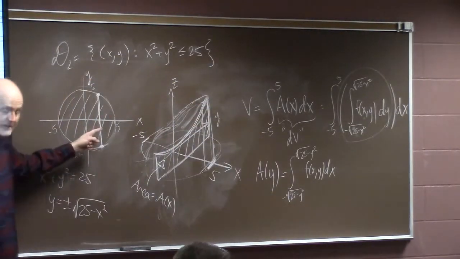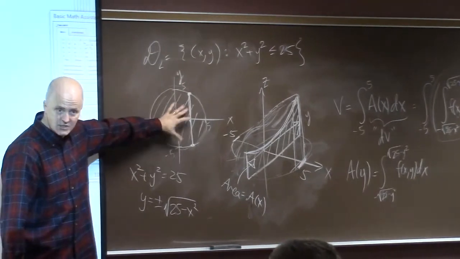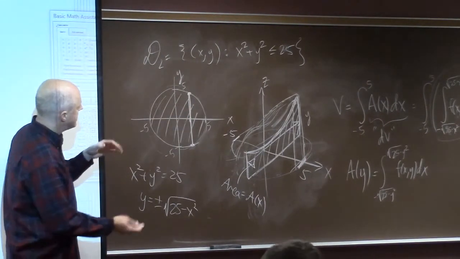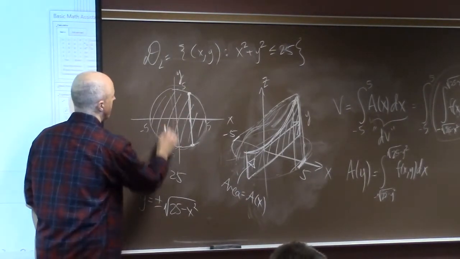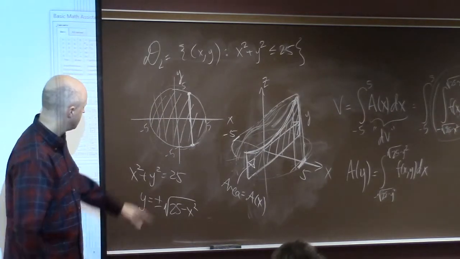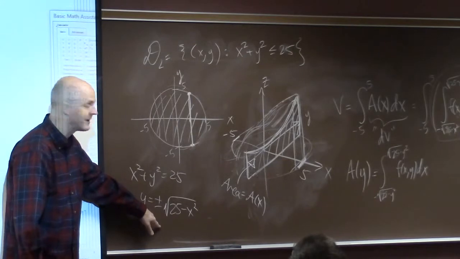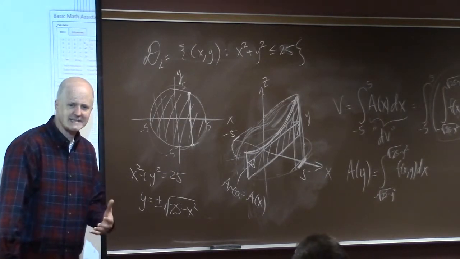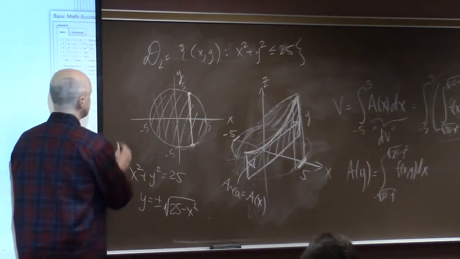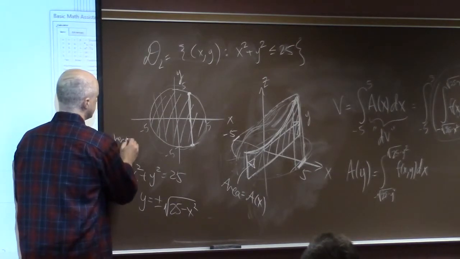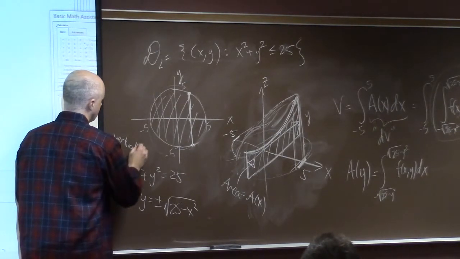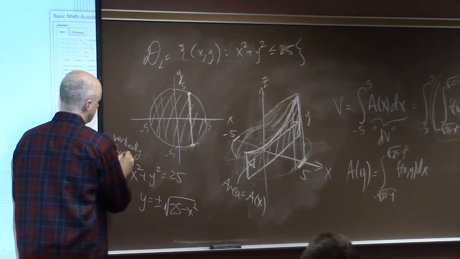When you think of this disk as being essentially between the graphs of two functions of x, plus square root of 25 minus x squared and minus square root of 25 minus x squared, in the book they call that vertically simple. It's vertically simple. A vertically simple description of this region.